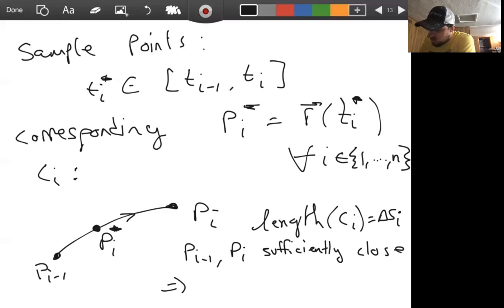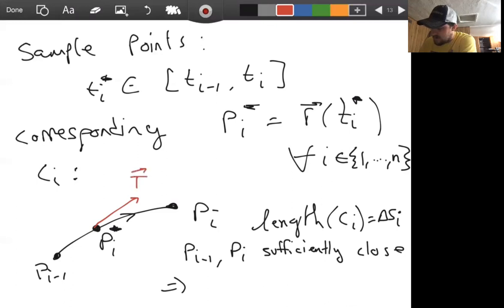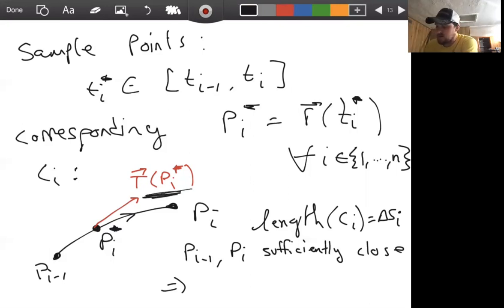As we travel along this curve, we know the velocity vector corresponding to the particle moving is tangent to its path, right? And so we have some tangent vector. Moreover, we can think of the unit tangent vector T(t_i*). This is the unit tangent vector at the point t_i*. And why do we care? Well, this gives us the direction of travel. If t_{i-1} and t_i are close enough, then the direction in which the particle is moving at t_i* is approximately the same direction as the tangent vector.